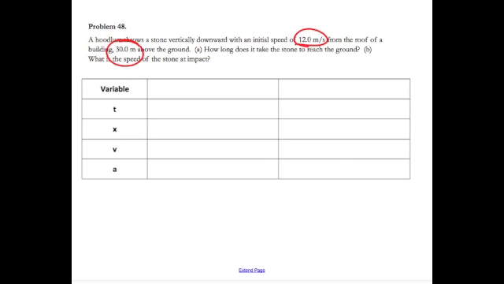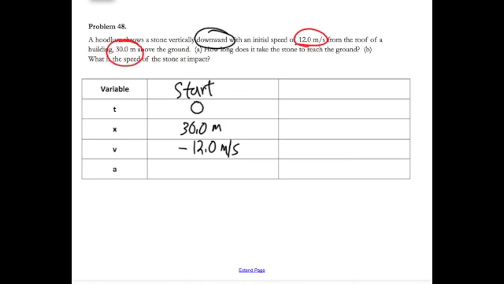This particular motion only has 2 points, namely at the start, when the stone is at the top of the building, so it's a height of 30 meters, and we're told it is thrown downward, right here, downward, with a speed of 12 meters per second, so its speed is 12 meters per second. Since this is the start, we'll define that at time t equal to 0.